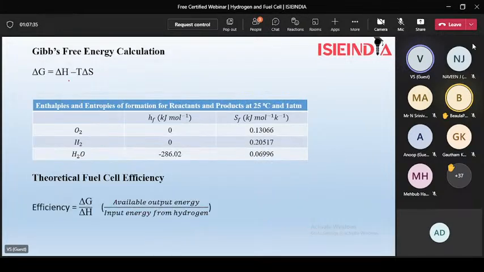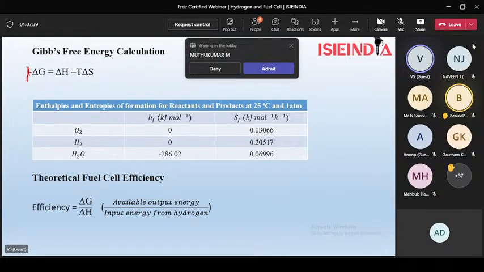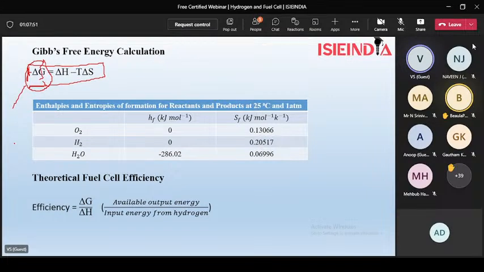So here now we will be calculating the Gibbs free energy. So what is Gibbs free energy? In simple terms, I would say that Gibbs free energy is the usable energy, the energy which we can use. And to calculate the usable energy, the Gibbs free energy, we will subtract the entropy term.